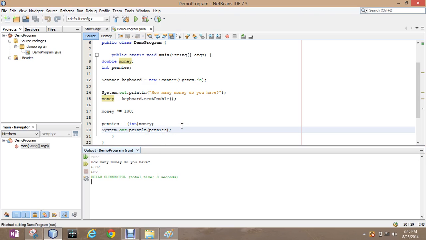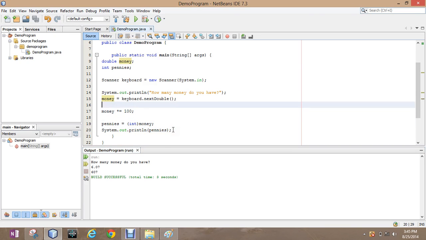Now what's the advantage to that? Well, let's say for a project we're going to build a change machine. Now we're able to look at how many pennies there are and say, okay, well, how many pennies are in a dollar, which is 100. So now we could work with this.